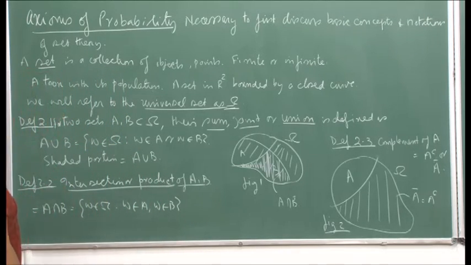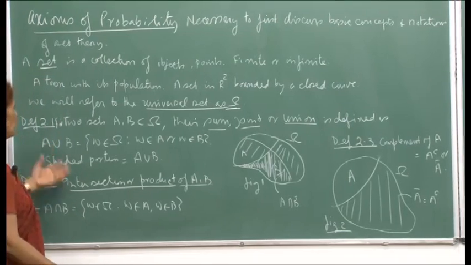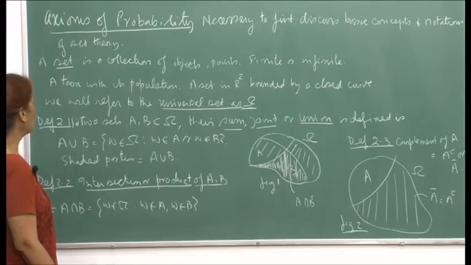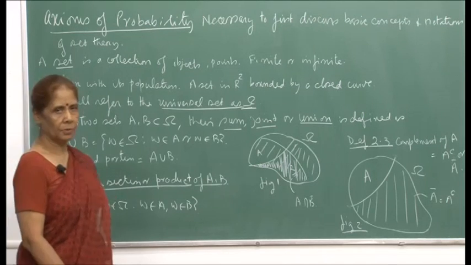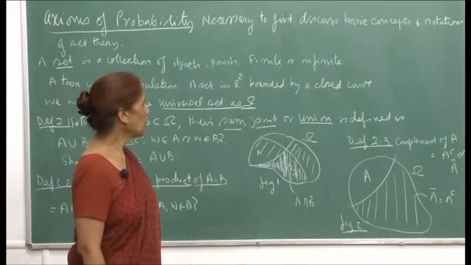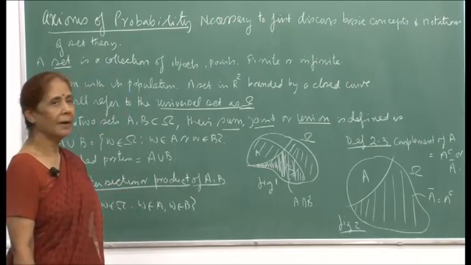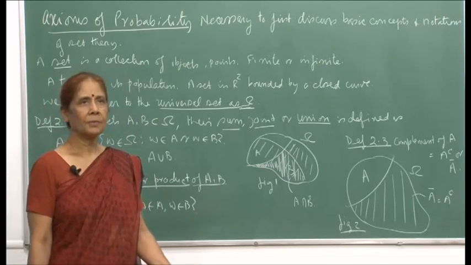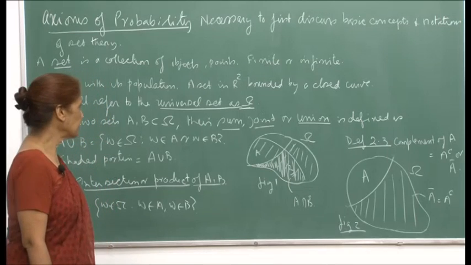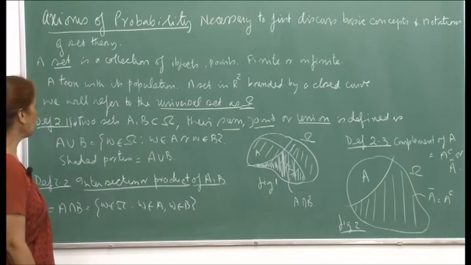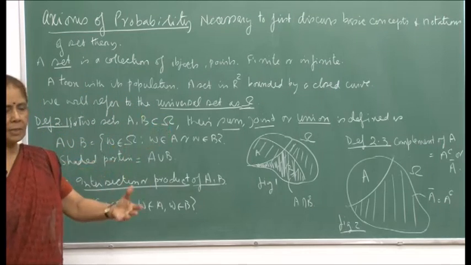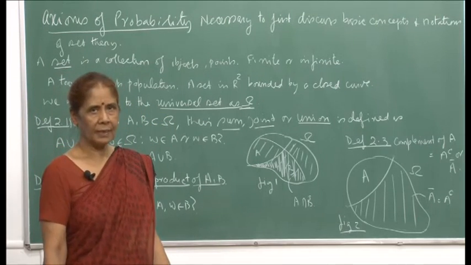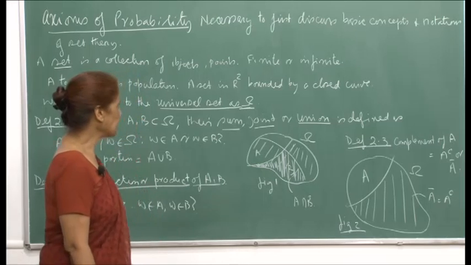Okay. Now, of course, a set, you have already been using this word, and so I'll just formally write down that a set is a collection of objects, points, whatever you may consider, whatever the collection, and this can be finite or infinite. The number of elements of the set may be finite or infinite. So, innumerable examples. Now, if you consider a town with its population, then obviously the people living in the town would be a finite number. So, that will be a finite set.